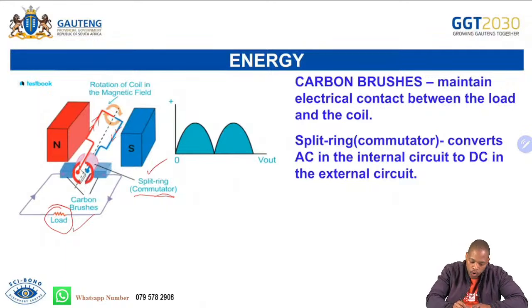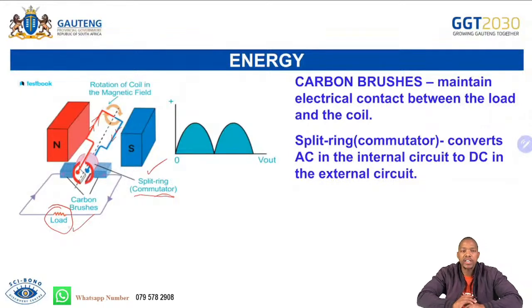When this guy goes to the other side, with the current now moving in that direction, it will be in contact with this carbon brush, maintaining the same direction, while this one comes here and will be in contact with this brush, maintaining this direction in the external circuit. So we have carbon brushes again here, and they are there to do what? They are there to maintain electrical contact between the load and the coil, as they were doing with the AC generator.